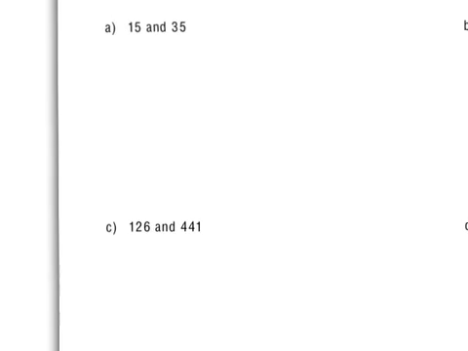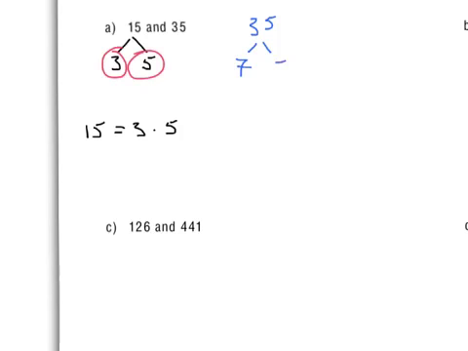15 and 35. Again, I will start with a factor tree, and 15 factors into 3 and 5. Underneath here, I'm going to write 15 equals 3 times 5, and both of these are prime, so we'll circle them. 35 factors into 7 and 5, and both of these are prime, so I circle both of them, and underneath here I'm going to list them out. 35 equals 5 times 7.